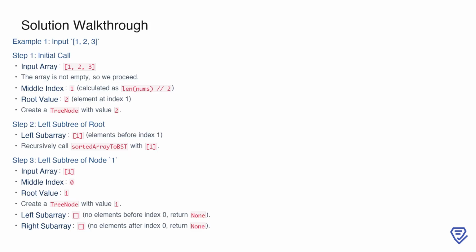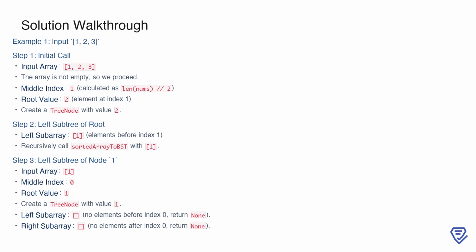To begin, we are given the input array 1, 2, 3. Since the array is not empty, we can proceed to find the middle index, which is 1, calculated as the length of the array divided by 2. The value at this index is 2, which becomes the root of our binary search tree. We create a tree node with this value.